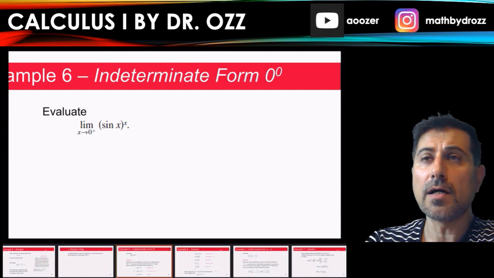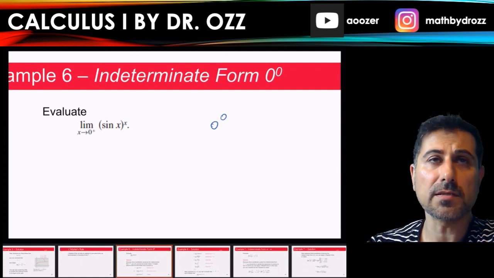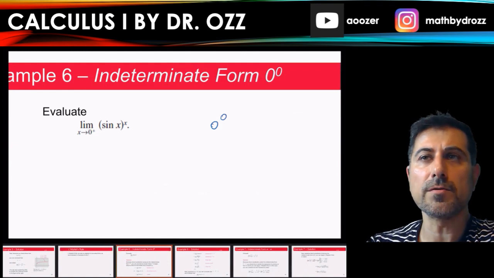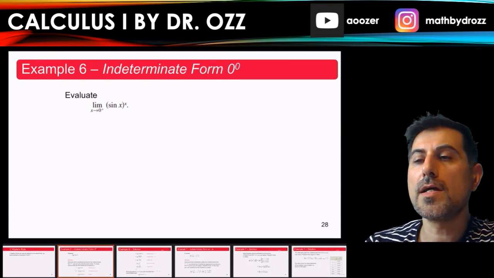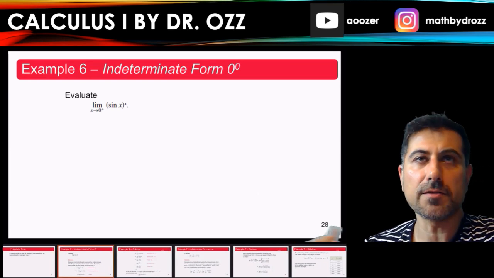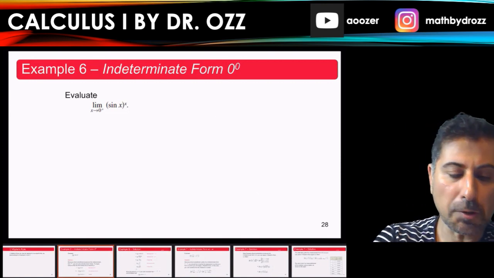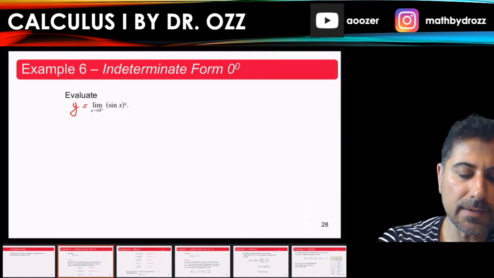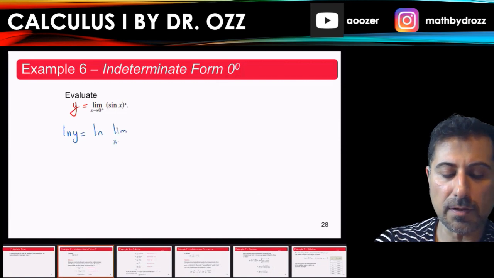Sine x, when you're on the right of 0, is approaching 0, so we have a 0 to the power of 0 type indeterminate form, as you see, because x approaches 0, and sine x is almost 0 when you're on the right of 0. Okay. And we're going to apply the same trick. Why don't we call this guy y? And then we take the ln of both sides. So ln of y is equal to ln of the limit.